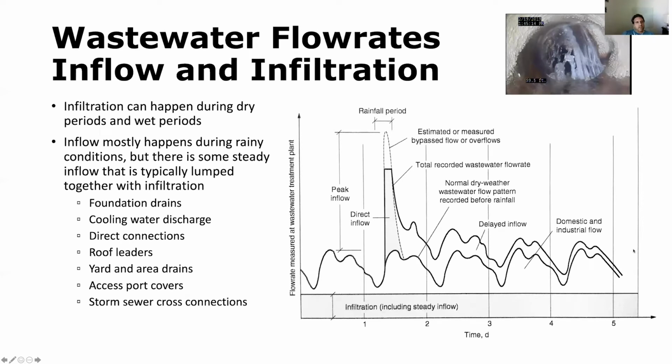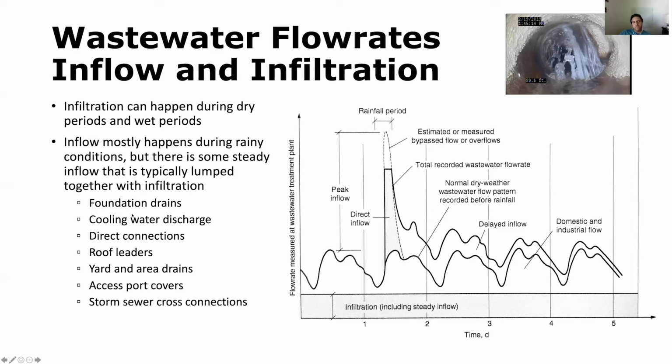Wastewater flow rates also include what we call inflow and infiltration, or I&I. So infiltration is what happens during both dry periods and wet periods, and it includes steady inflow, in this graph that you see to the right. Inflow, on the other hand, mostly happens during rainy conditions, in addition to what we would consider the steady inflow, which we typically lump together with infiltration.